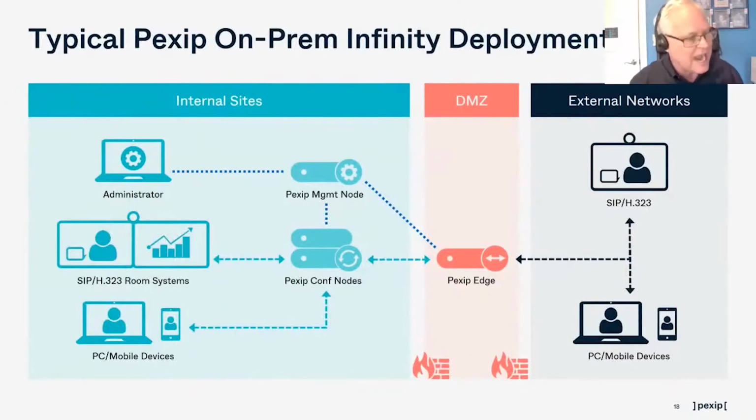So I had to put some kind of diagram in here. And really, when you look at this, on the internal sites in the greenish blue area, that's really how we set up the pexip Infinity solution. That's all behind your firewall. That's all inside your devices and all your SIP room systems, all your PC devices, and administrative control comes over there. If you look over on the far right, here's all the external networks.